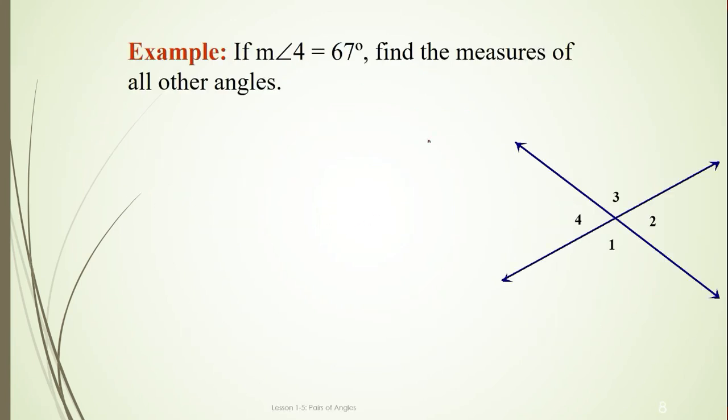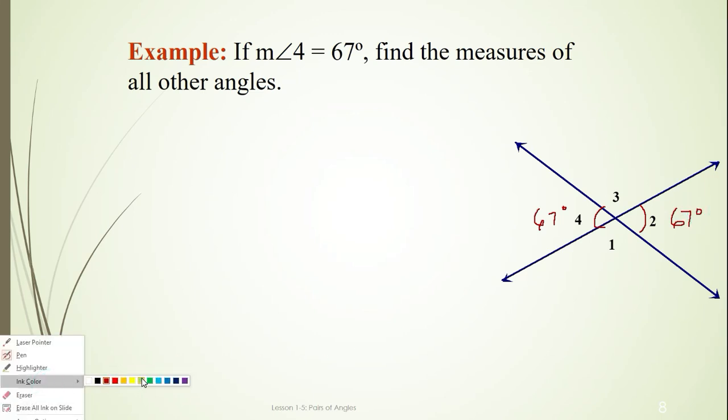Say we have the measure of angle 4 is 67 degrees. I'll help you find the answer. Vertical angles or opposite angles are equal. So, the measure of angle 2 should also be 67 degrees. What other property could we use? We already used vertical angles. We could use linear pair. Two angles that form a line add up to 180 degrees. So the measure of angle 2 plus angle 3 is equal to 180. We already have a measure for angle 2.